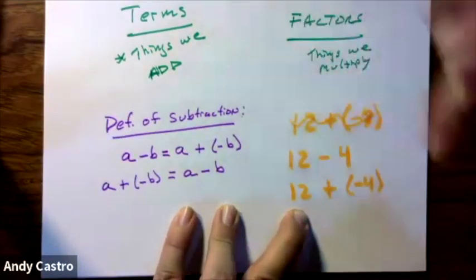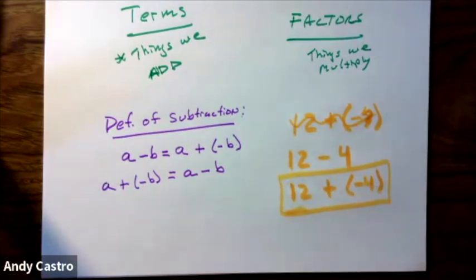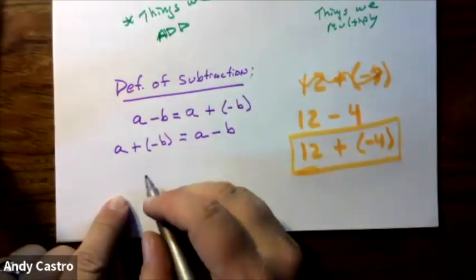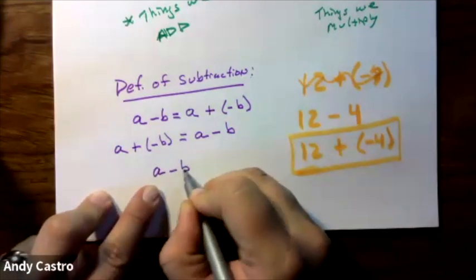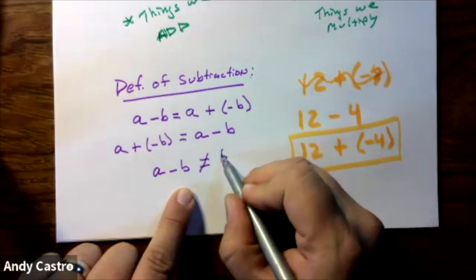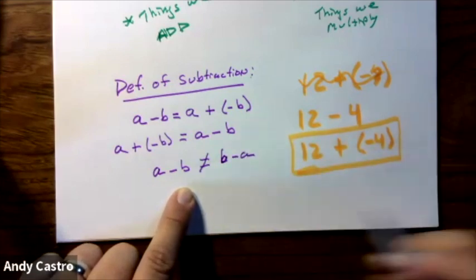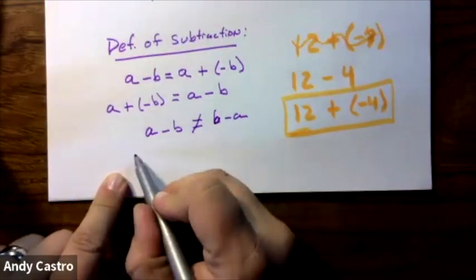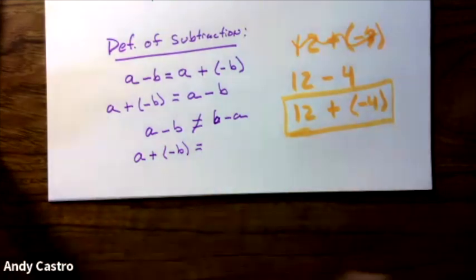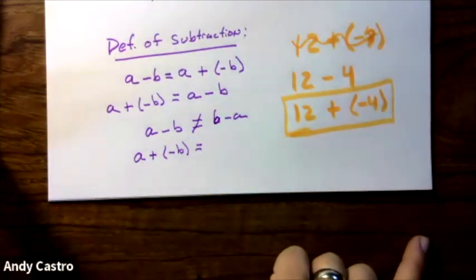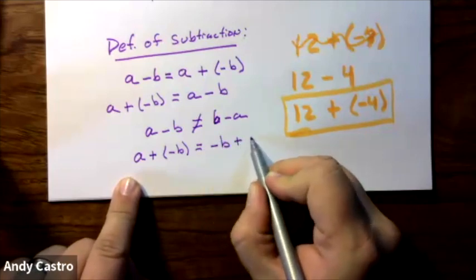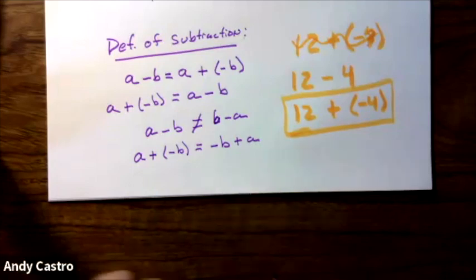Since we can add things in any order that we want, this comes in very handy. If I have A minus B, I cannot subtract things in any order I want. That is not equal to B minus A. However, if I change A minus B to addition by saying that subtraction is the same thing as A plus negative B, now I can switch it because it is addition, and I can add things in any order that I want. So then I have negative B plus A. This comes in very, very handy.